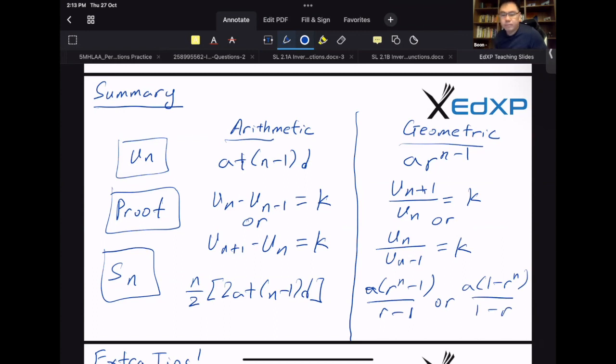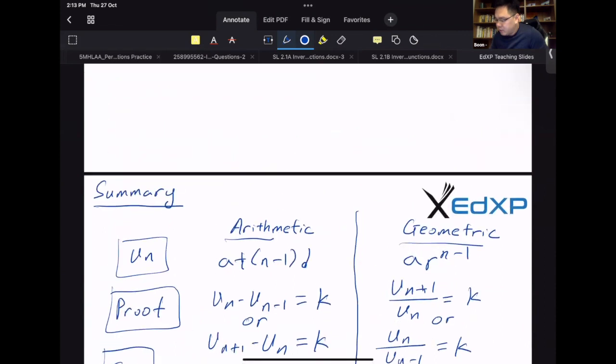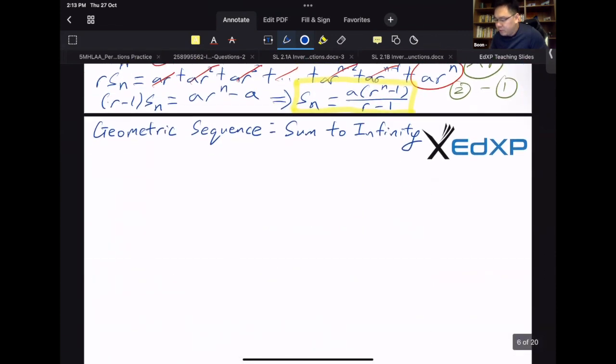Both are the same. So these 6 formulas are actually given in your formula sheet. You don't have to memorize, but after a while, you should be able to know them by heart to save time in the examinations. Okay, there's one bit left, which is the sum to infinity of a geometric sequence.